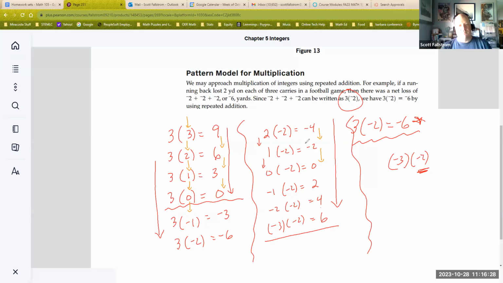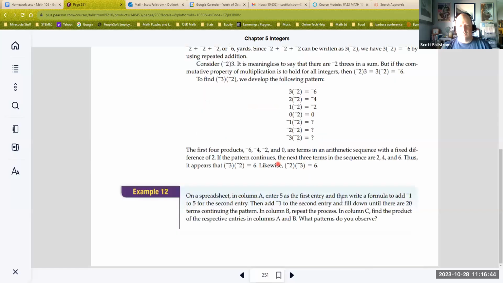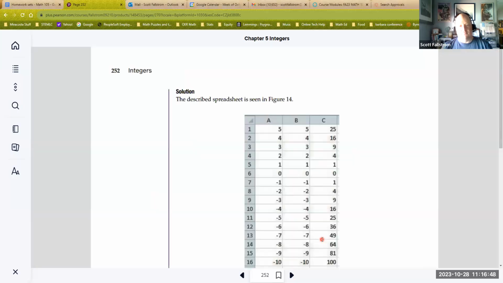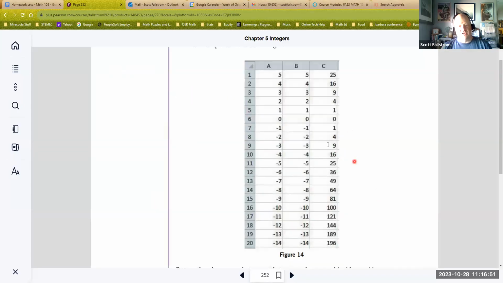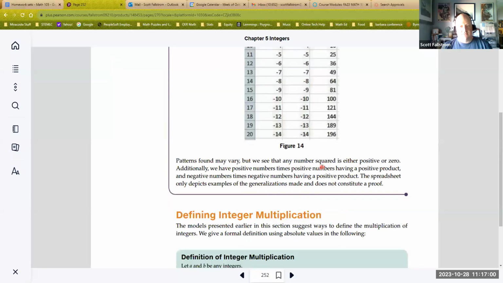Unfortunately, the way the book is prefacing it, they don't really show how they got to that stage. They jump into it, assuming that a student already knows a positive times a negative is a negative. I don't think that's quite the case. This one's a little bit more abstract. Okay, so anyway, there's the first 4 products, and there you go. Now they show it with a spreadsheet, which is great. You can always use a spreadsheet to illustrate negative times negative is positive.